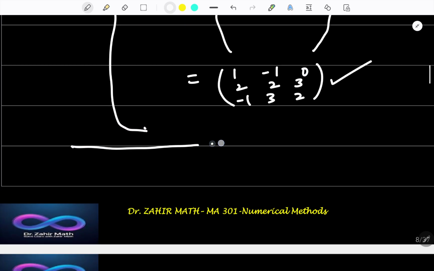So this finishes your LU decomposition method, which is 6.5. Clear to all of you? Understood? Is there any problem? Just say it in the comments. I hope everything is clear for you. So in this way, we are finishing this LU decomposition method.